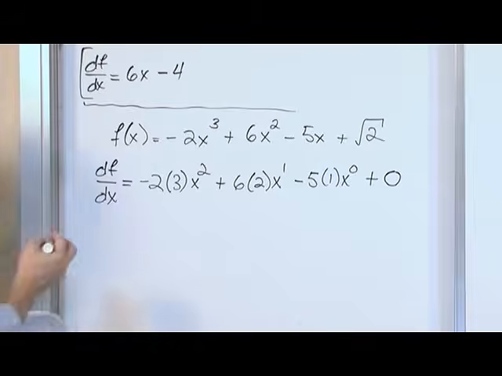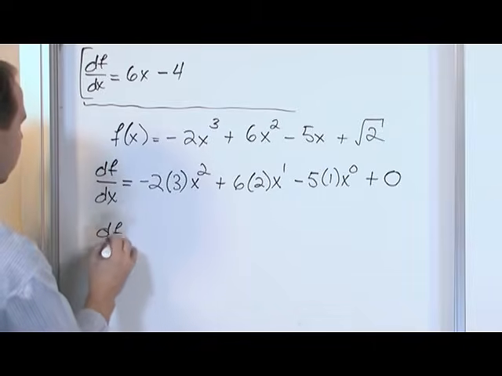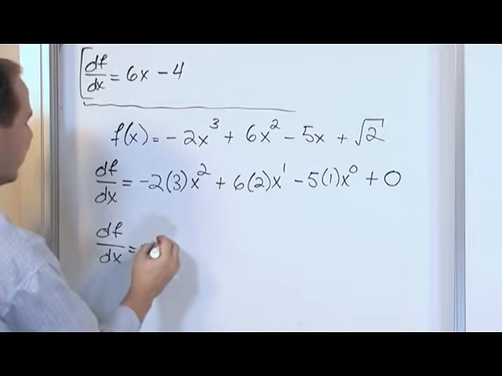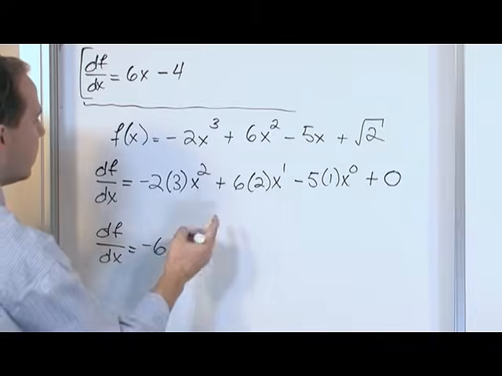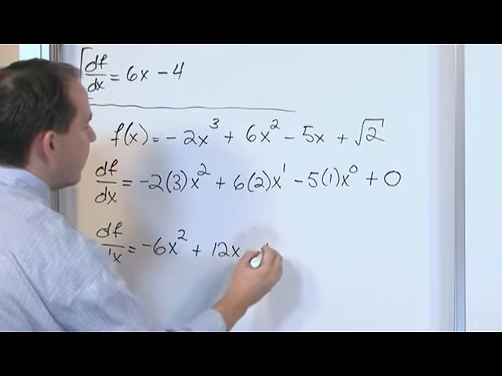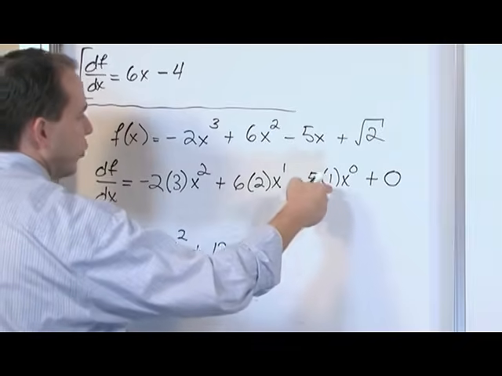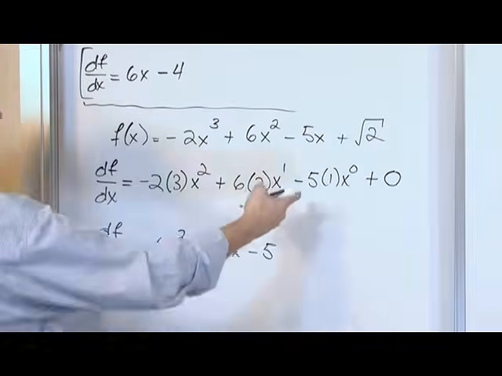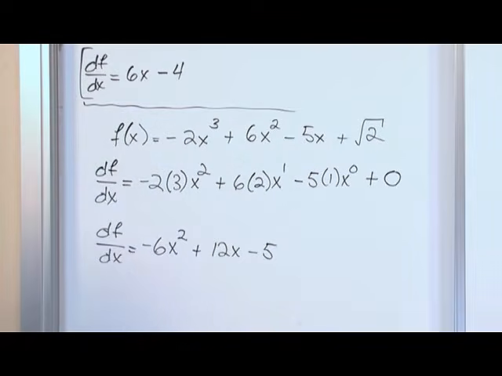And so here's my derivative. df with respect to x is equal to negative 2 times 3 is negative 6x squared plus 12x minus 5. The 1, of course, is just a 1, so it falls away. X to the 0 is 1, so it falls away. So all I have left there is the negative 5. So this is the answer.